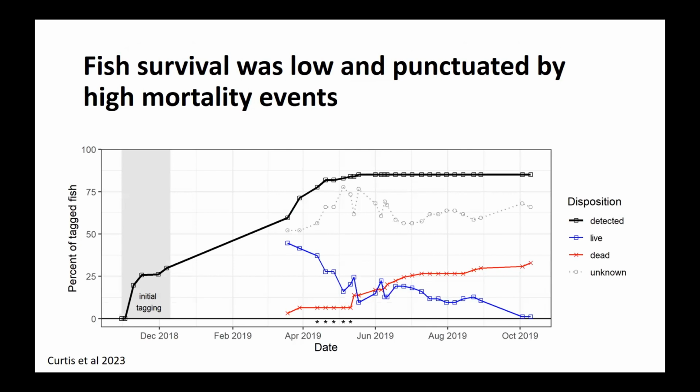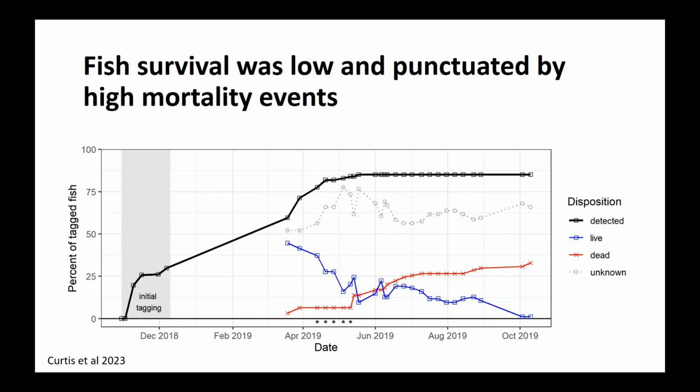We also found that fish survival, and creek chub are remarkably resilient fish. I actually have one in an aquarium here. It jumped out of its tank, was on the floor for 10 or 15 minutes, I put it back in the tank. It's still alive several weeks later.